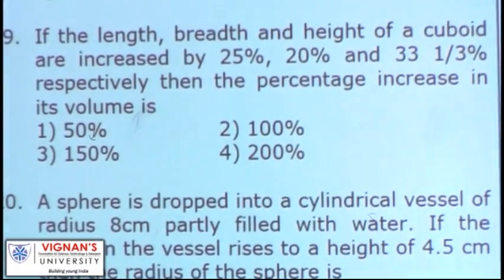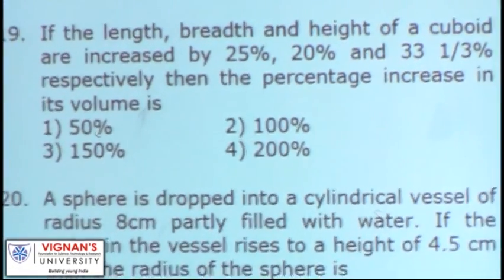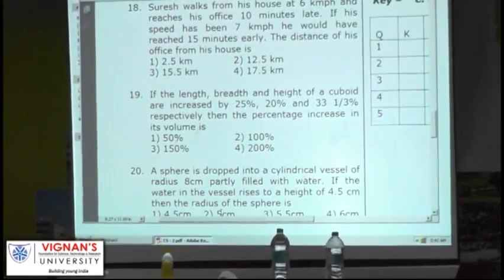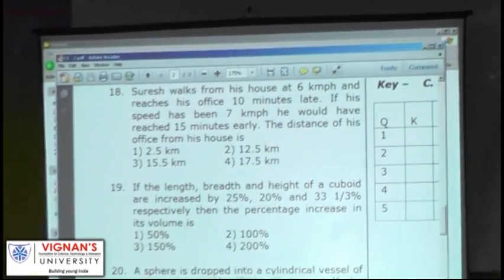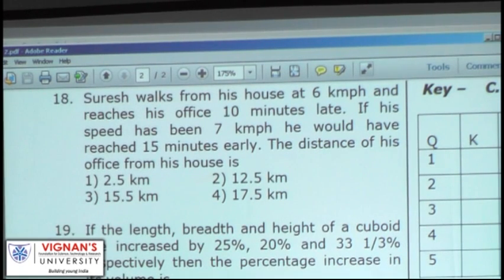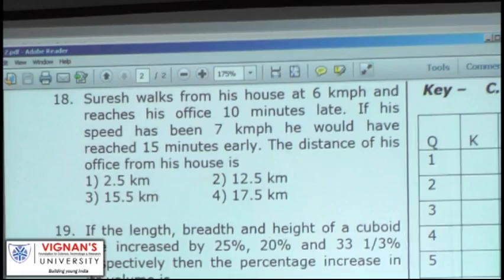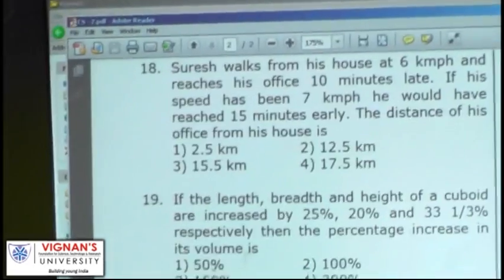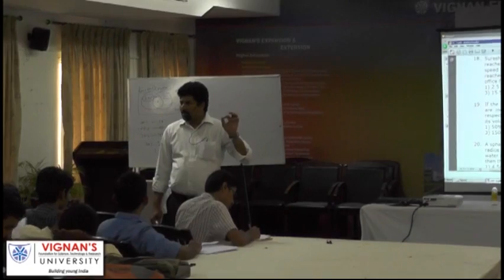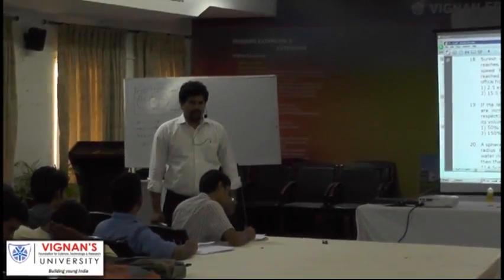Next one, Suresh walks from his house at 6 kilometers per hour and reaches his office 10 minutes late. If his speed had been 7 kilometers per hour, he would have reached 15 minutes early. The distance of his office from his house is. Always in time and distance, guys, you have three parameters: speed, distance, time. In all the problems, you have at least one of these three parameters either constant or comparable with something.